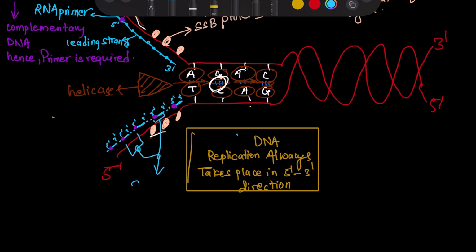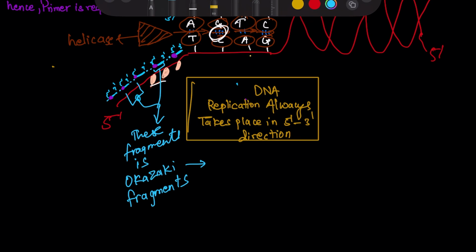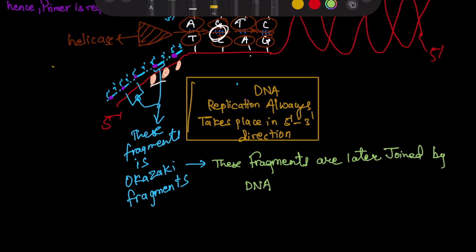So these fragments, fragments of the complementary DNA strand, are known as Okazaki fragments, right? Then what happens is these fragments are later joined by the DNA ligase enzyme, right? Ligase means it will ligate, it will join these DNA strands, okay?